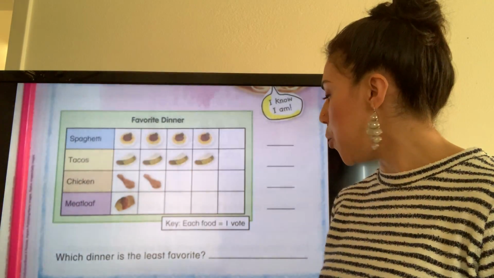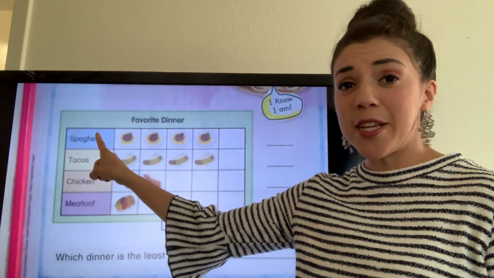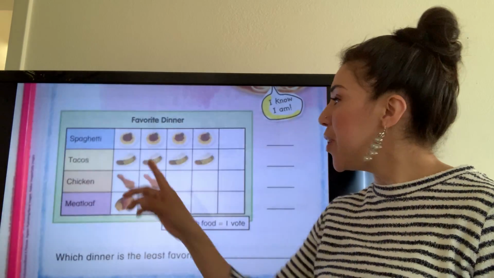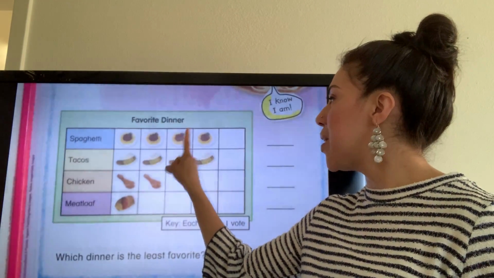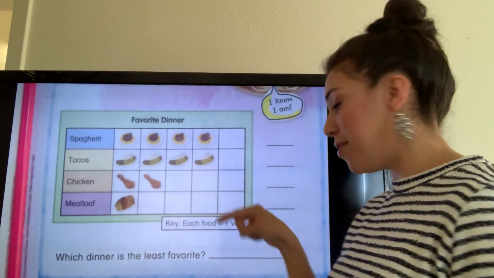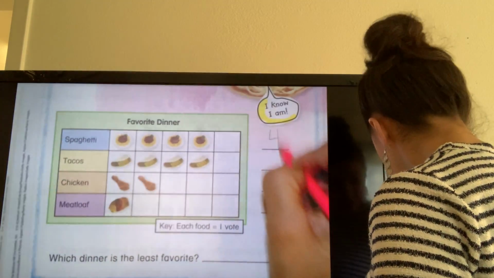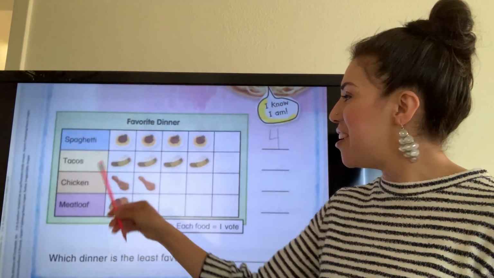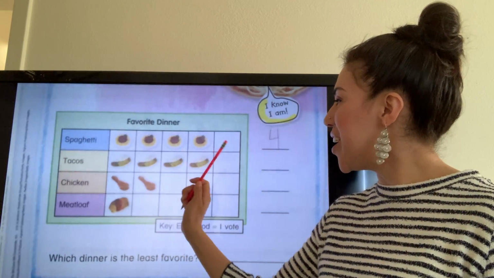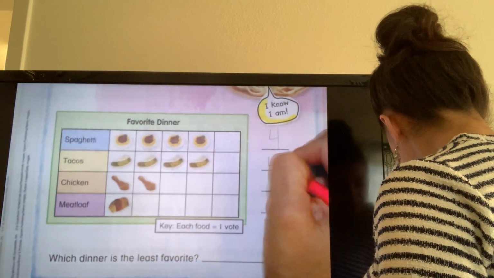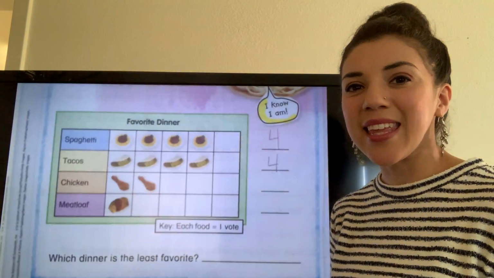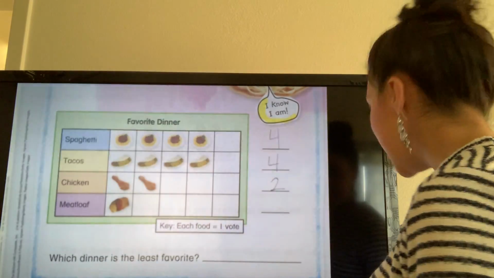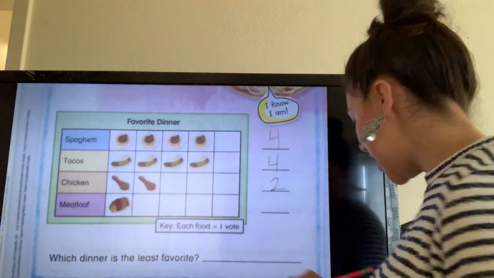Okay, here we go. So for spaghetti, let's go ahead and count how many people liked spaghetti best. Here we go. 1, 2, 3, 4. So let's go ahead and write a 4 over here on this line. Okay, and for tacos, let's go ahead and count those bad boys. 1, 2, 3, 4. 4 for tacos. And for chicken, 1, 2. And we'll write that one down. And for meatloaf, there was 1.